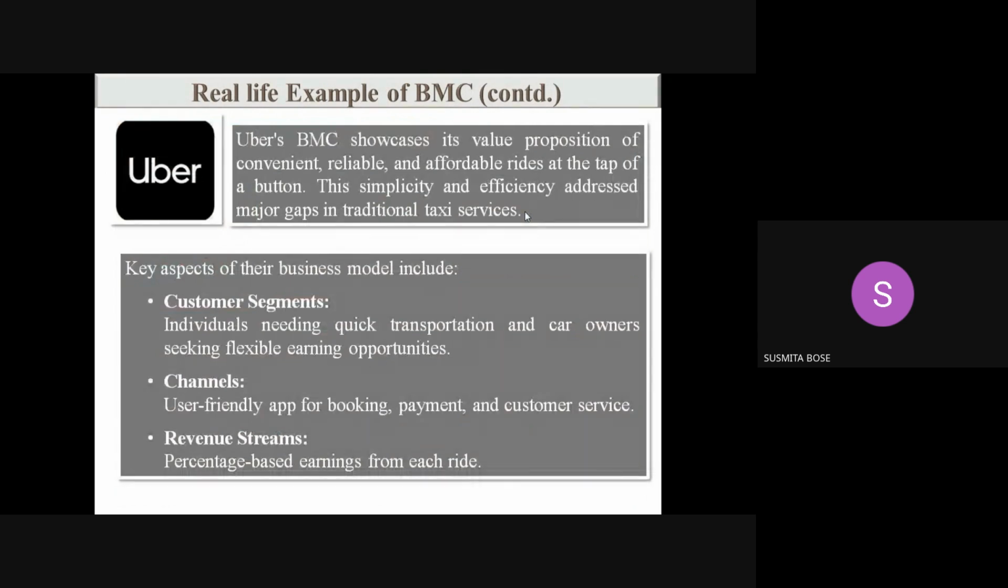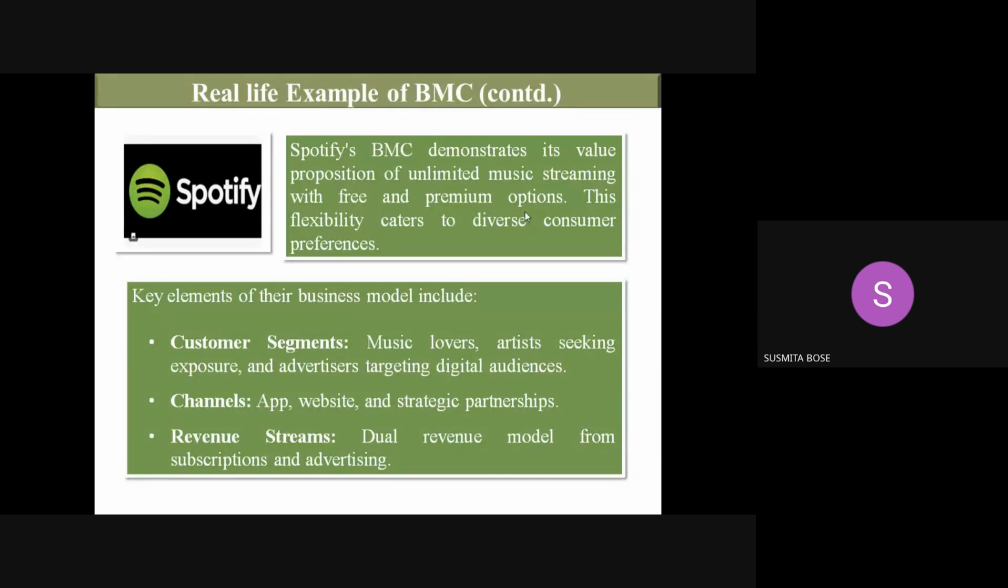There's Uber. Uber's BMC showcases its value proposition of convenient, reliable, affordable rides at the tap of a button. This simplicity and efficiency address major gaps in traditional taxi services. The key aspects of their business model include customer segments: individuals needing quick transportation, and car owners seeking flexible earning opportunities. A user-friendly app for booking, payment, and customer service, and percentage-based earning from each ride for the drivers or the car owners.